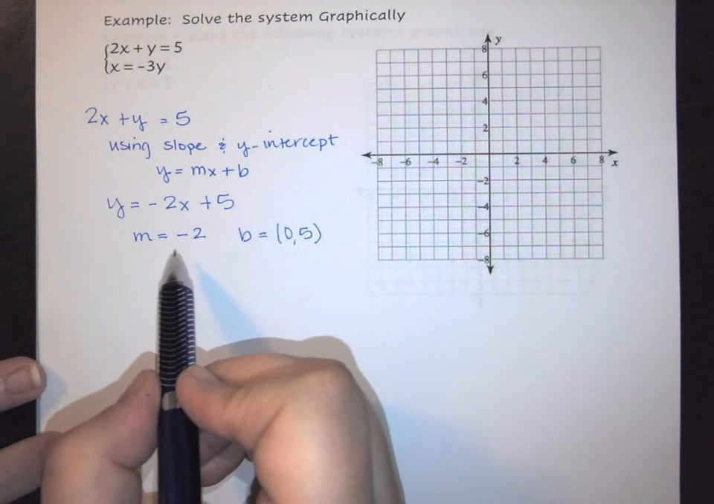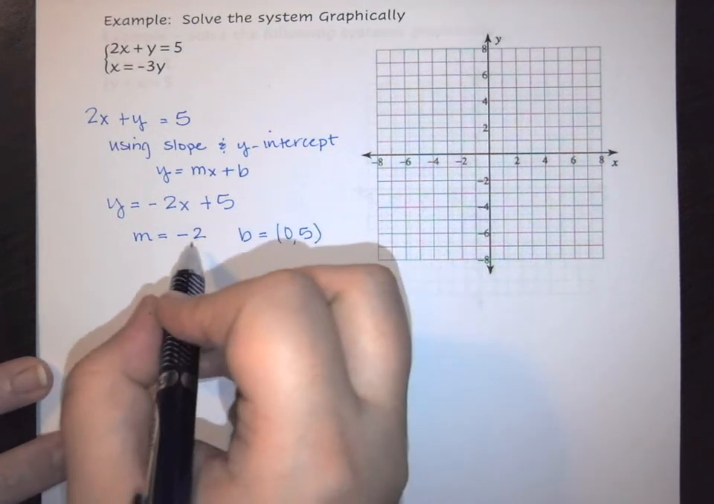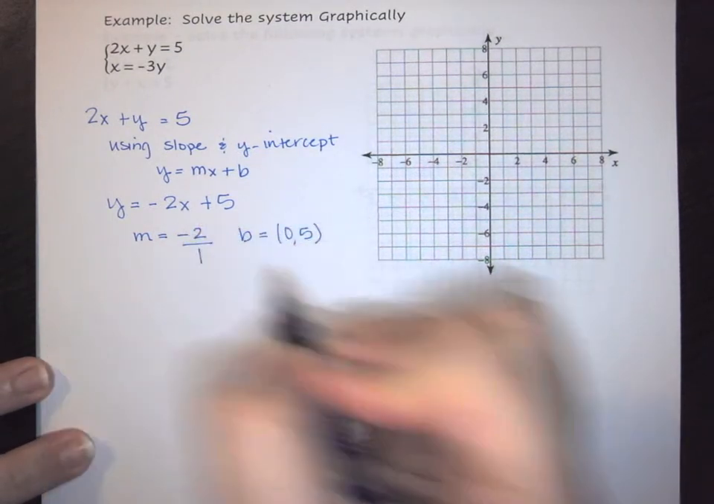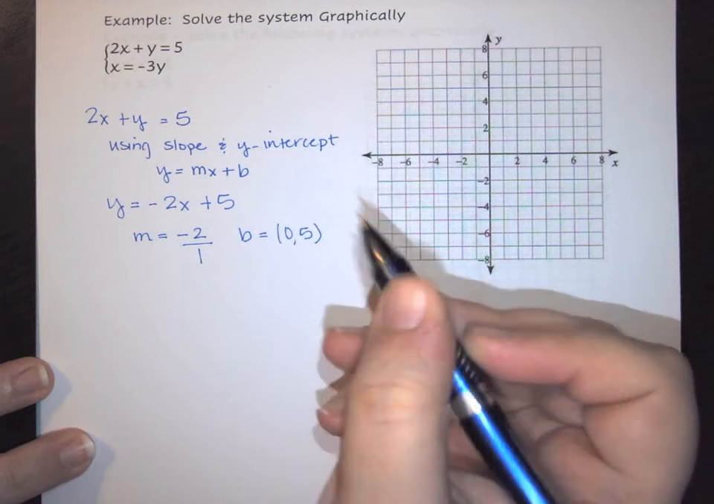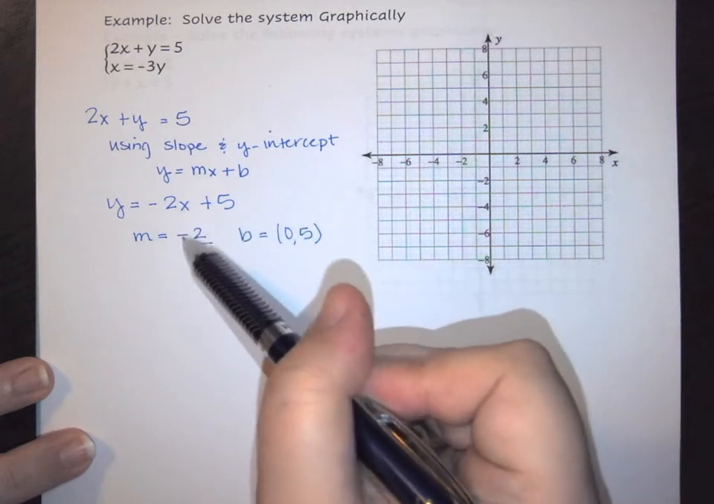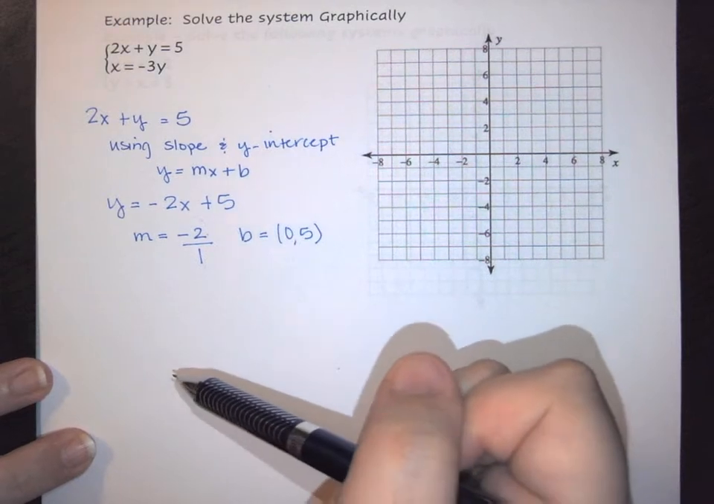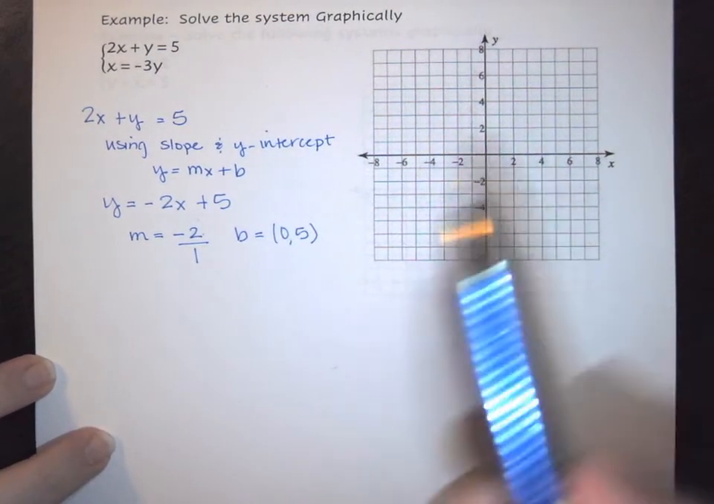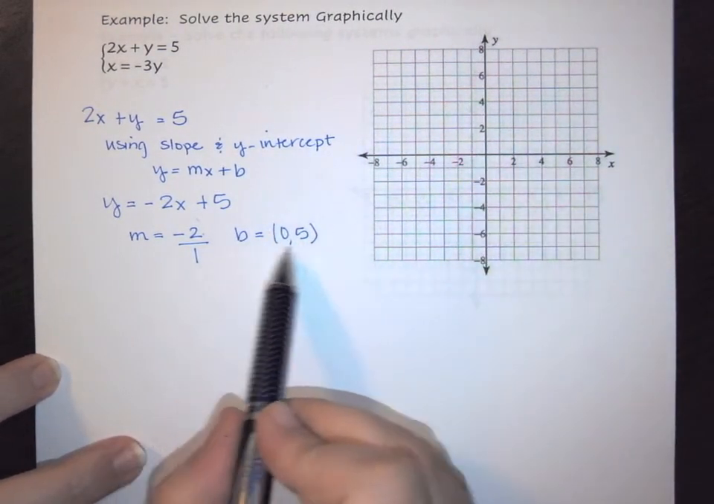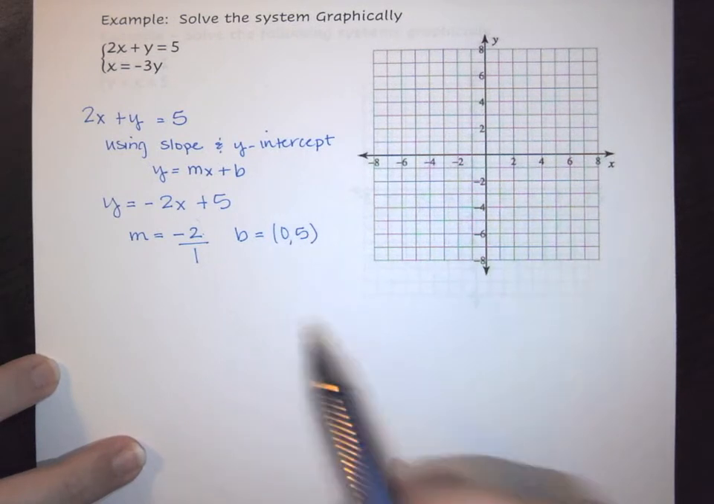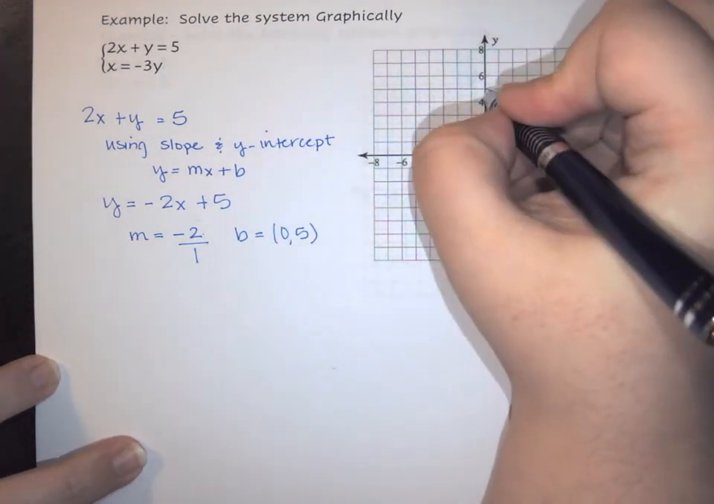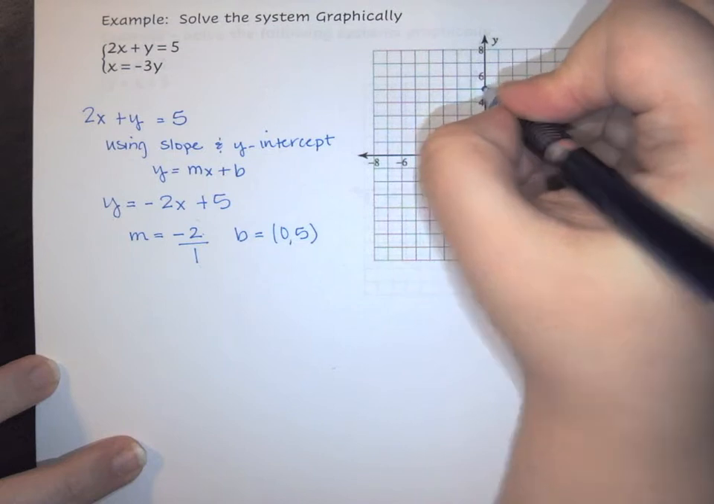Now, this slope negative 2, what we have to remember about whole numbers is they're always over 1. Okay? So the top number is your change in y, how you move up or down, and the bottom number is your change in x, moving left or right. So the first thing you want to do is graph your y-intercept. So we're going to graph the point 0, 5.